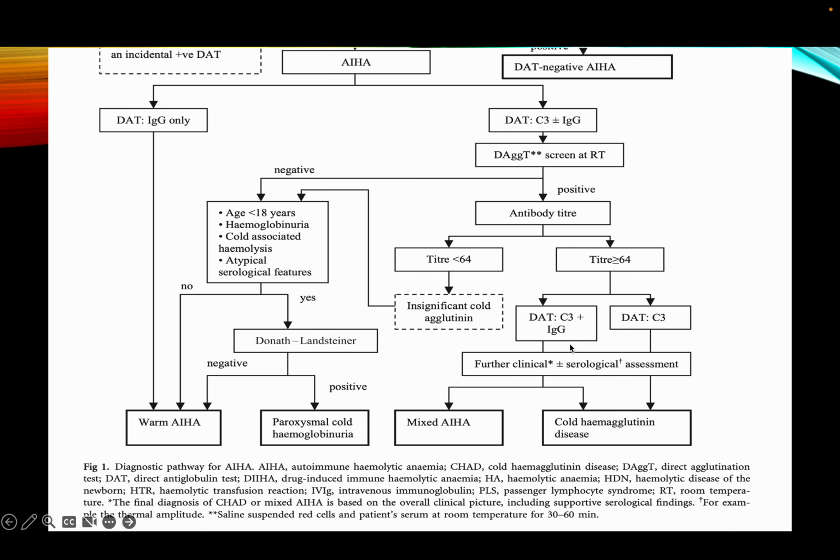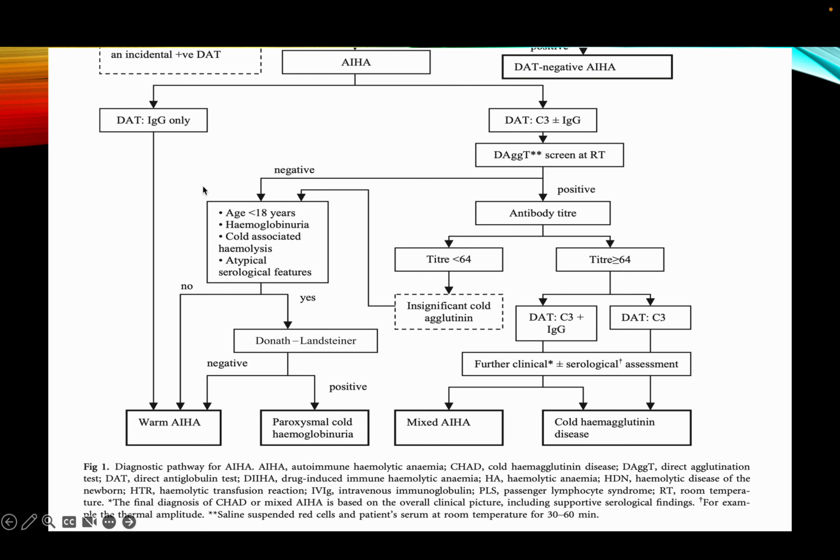If both C3 plus IgG are positive, like in our previous case where IgG, C3 and IgM were positive, you label it as mixed autoimmune hemolytic anemia. You need to understand the concept that C3 is positive in IgG-related hemolytic anemia, isolated C3-related hemolytic anemia, or IgM-related hemolytic anemia, because both IgM and IgG use complement activation. That is why C3 is utilized. So if C3 plus IgG is positive, you label it as mixed autoimmune hemolytic anemia. If only C3 is positive and cold agglutinin is positive, that relates to cold agglutinin disease.